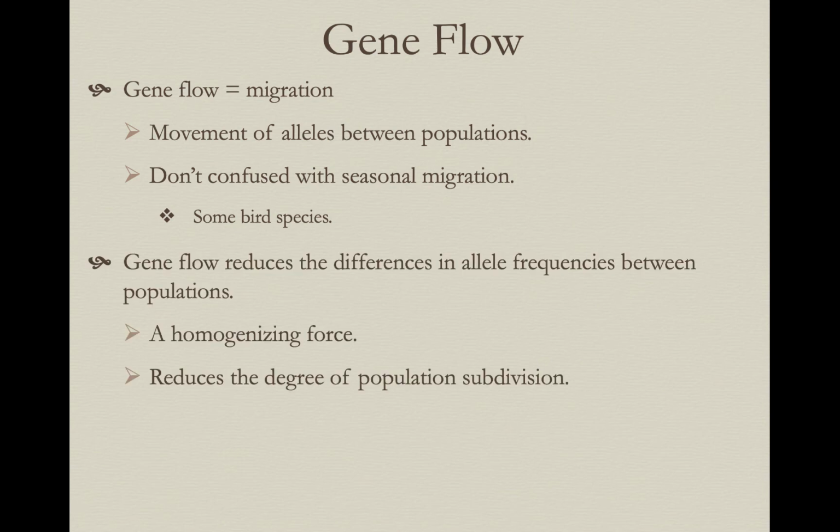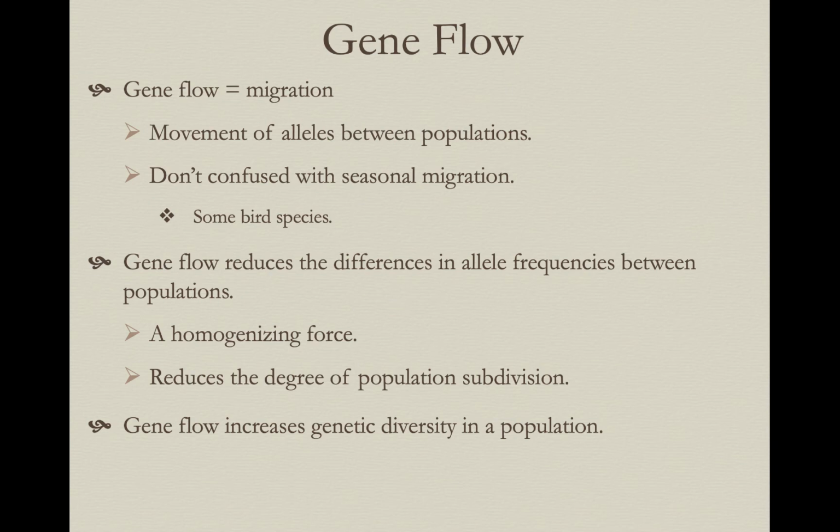The effect of gene flow is it reduces the difference in allele frequencies between populations, meaning it's a homogenizing force. It reduces the differences between populations of a species. And so we say it reduces the degree of population subdivision. It makes populations that may be geographically separated more similar to each other in a genetic sense. Within a population, what gene flow can do is increase genetic diversity.